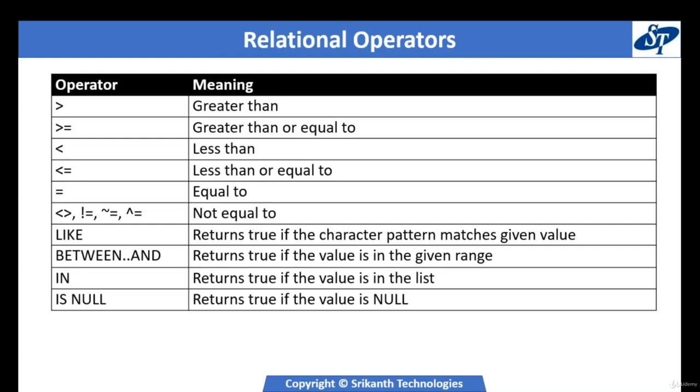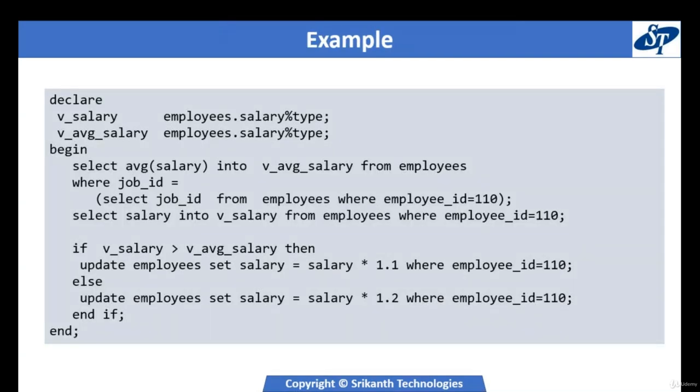So here is the relational operators list, and we have the same operators we have been using even in SQL: greater than, less than, not equal to, like, between, and so on. So there is nothing new, it's the same old stuff. And then here is a small example.